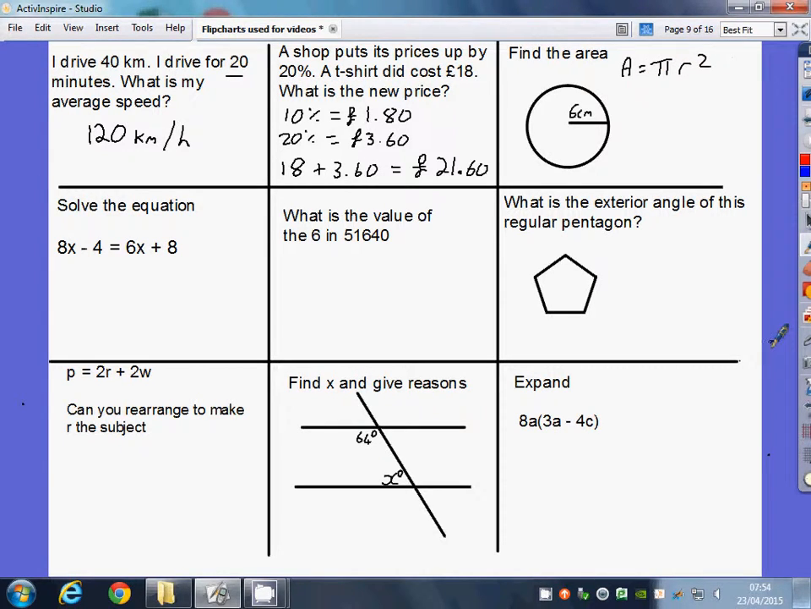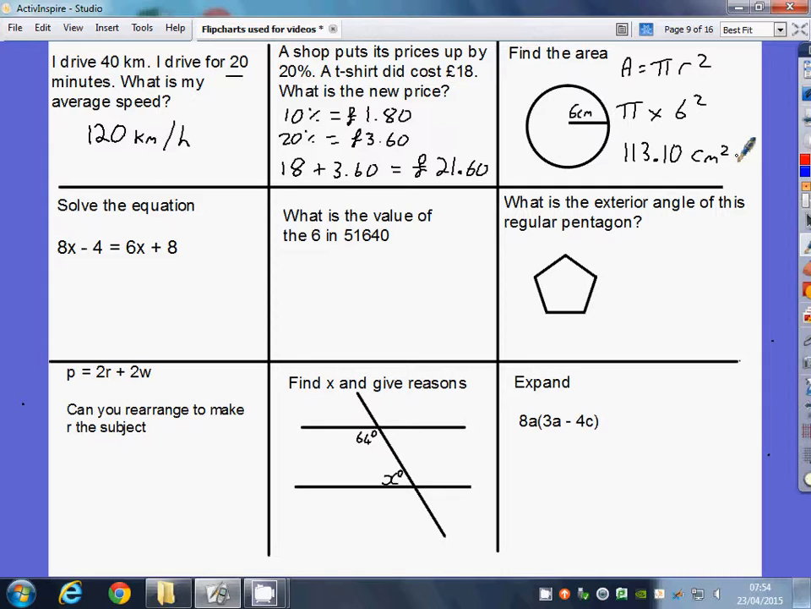So, on this question, the radius is 6. So we've got pi times 6 squared. Make sure you're using the same calculator that you're going to use in your exam, so you know exactly where your pi button is. And you should have got an answer of 113.10 centimetres squared. Don't forget your units, please. And I have rounded that one to 2 decimal places.